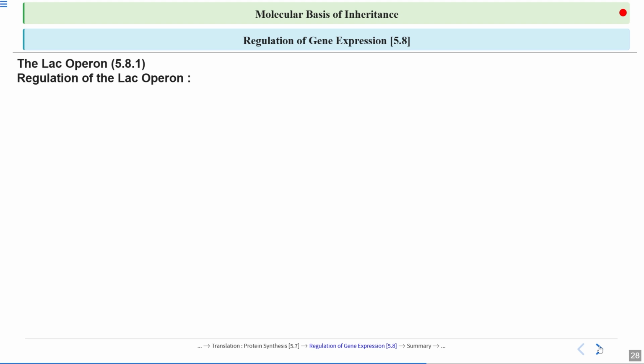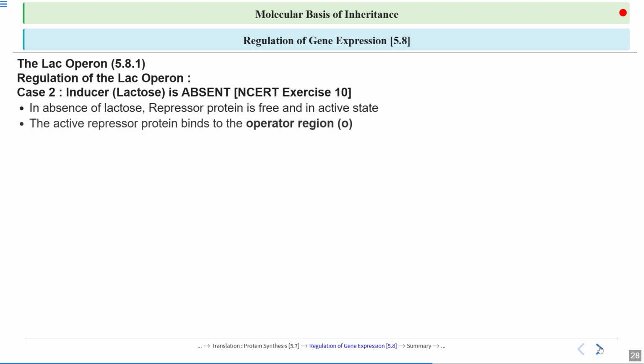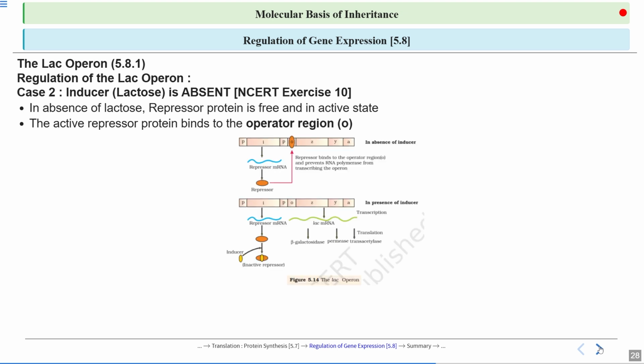Now let's see the other part. Case 2, when the inducer lactose is absent. Here you guys can answer. You will get the answer to NCERT exercise 10. In the absence of lactose, the repressor protein is free and in an active state. So now what will happen? The active repressor protein will bind to the operator region.